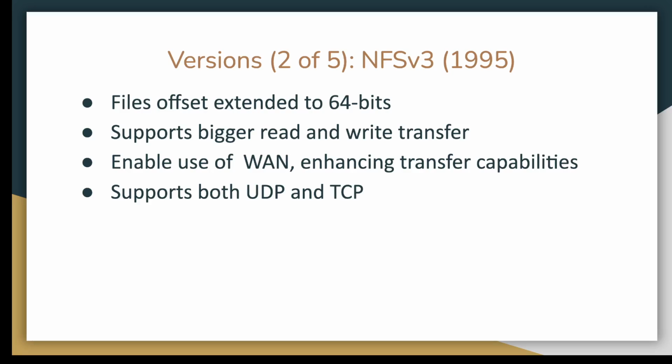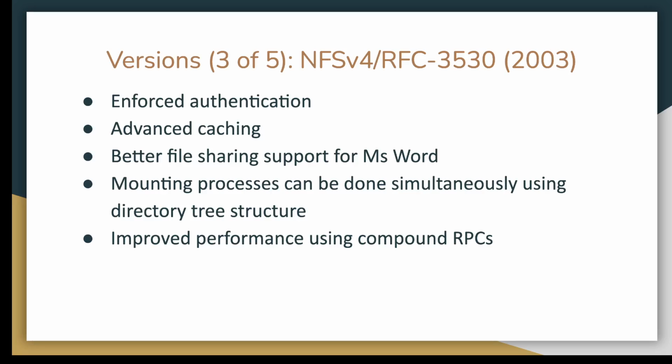Version 3 has file offset extended to 64-bit, supports bigger read and write transfer, enables use of wide area networks, enhancing the transfer capabilities, and supports both UDP and TCP. Version 4 enforces authentication and advanced caching. It has better file sharing support for Microsoft Word, and the mounting process can be done simultaneously using a directory tree structure. It also improves performance using compound RPCs.